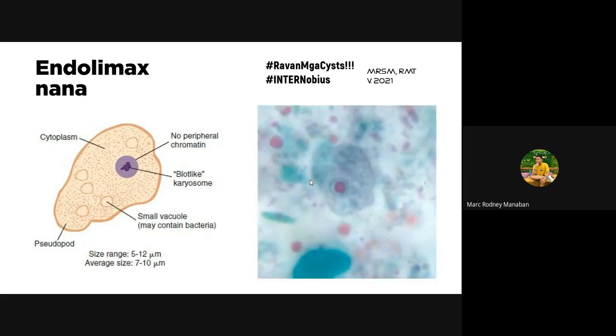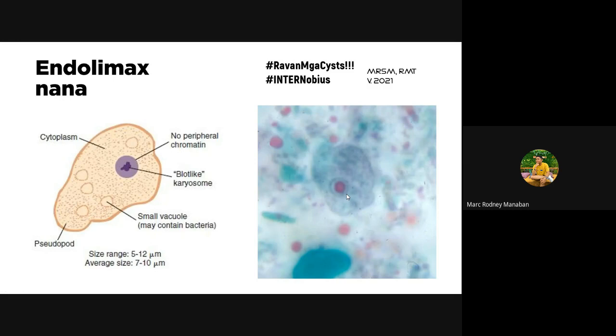So here's an example. As you can see, the cytoplasm is granular, and at the center is the large, blot-like caryosome. You can see that the area beside the caryosome is clean because there is no peripheral chromatin. So you won't see any dark staining at the edge of the caryosome, because again, your Endolimax has no peripheral chromatin. But the caryosome is large, quite big, and blot-like. Okay, so that's for the trophozoite of Endolimax nana.